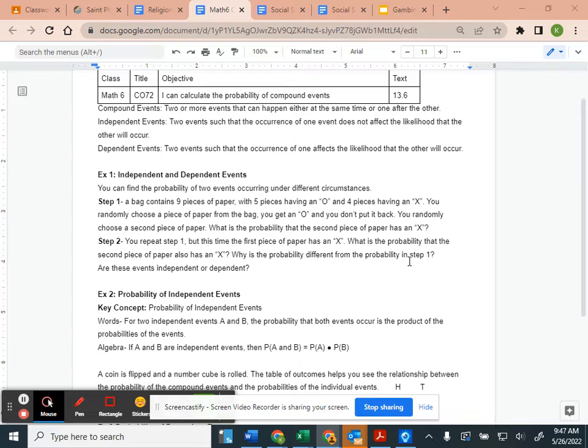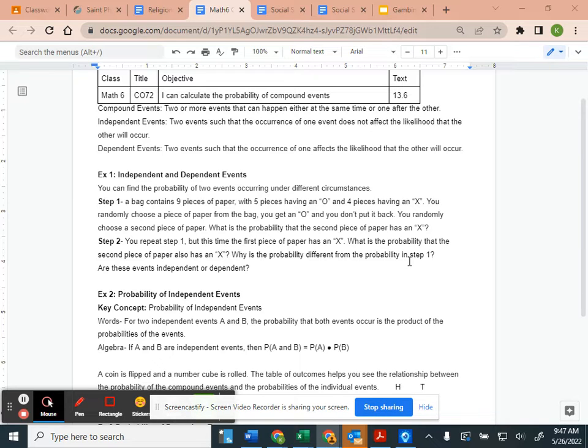Now we're going to learn what a compound event is. Compound events are two or more events that can happen either at the same time or one after the other. Independent events are two events such that the occurrence of one event does not affect the likelihood that the other will occur. So independent events are separate.